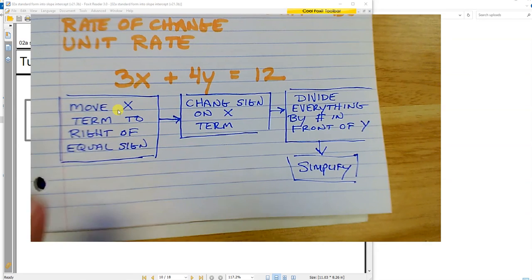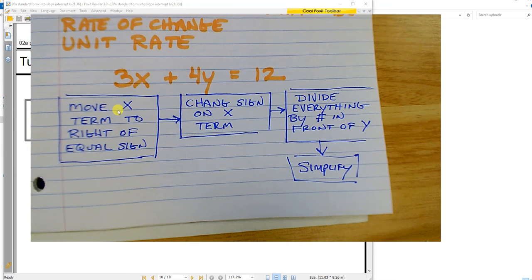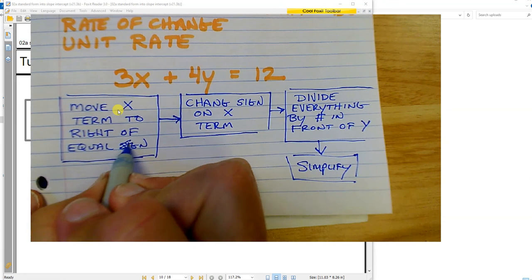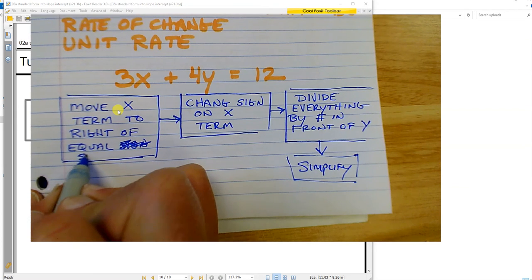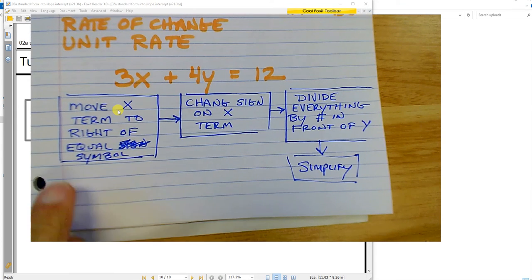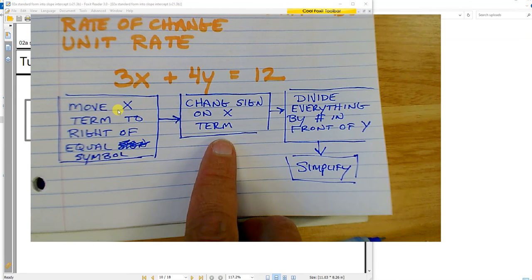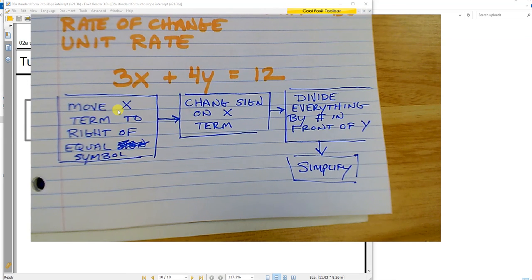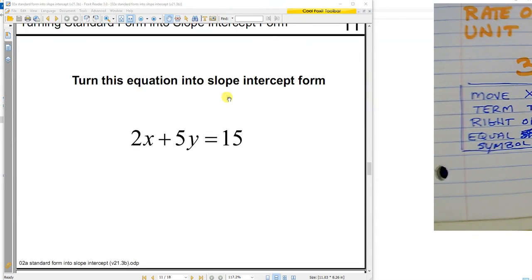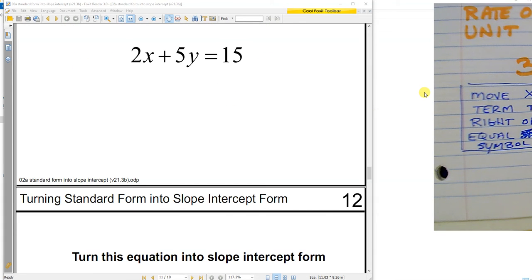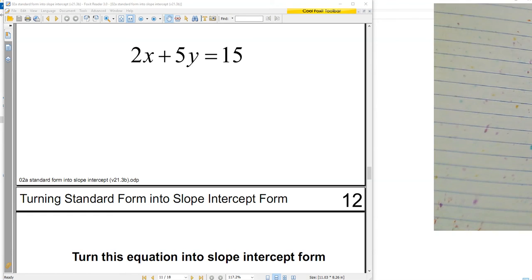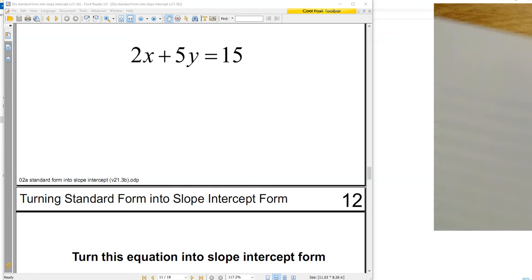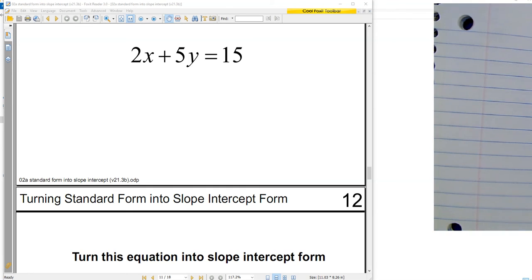Move the x term to the right of the equal symbol. Change the sign on the x term. Divide everything by the number in front of the y, and then simplify. So what does that look like? Let's do some. Taking this one right here, let's finish the 3x plus 4y equals 12 in our notes, and then I'll do some more. Back to the notes.